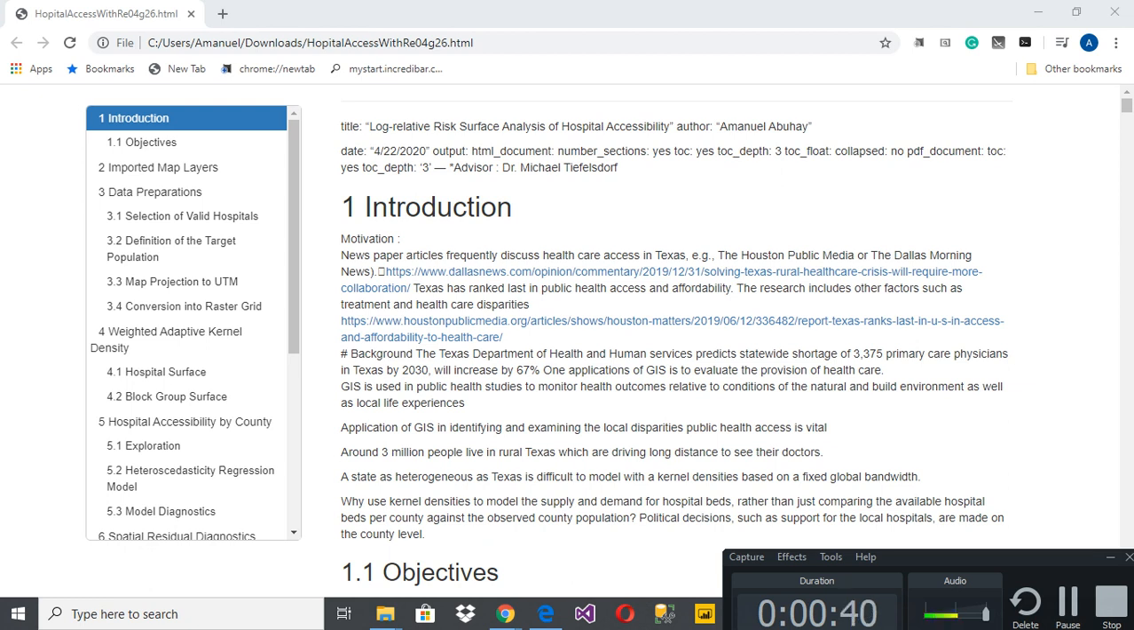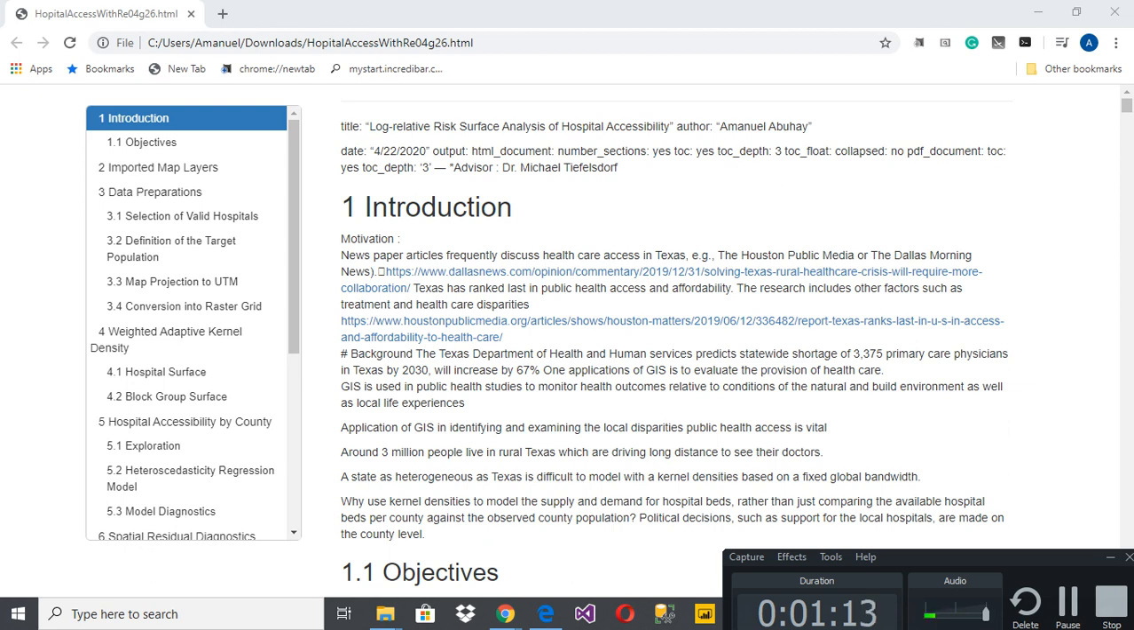My motivation for this project is that I have read articles about the accessibility of healthcare facilities in Texas from the Houston Public Media and the Dallas Morning News. According to these articles, Texas has ranked at the bottom in public health access and affordability, and application of GIS in identifying and examining the local disparities for public health access is vital.